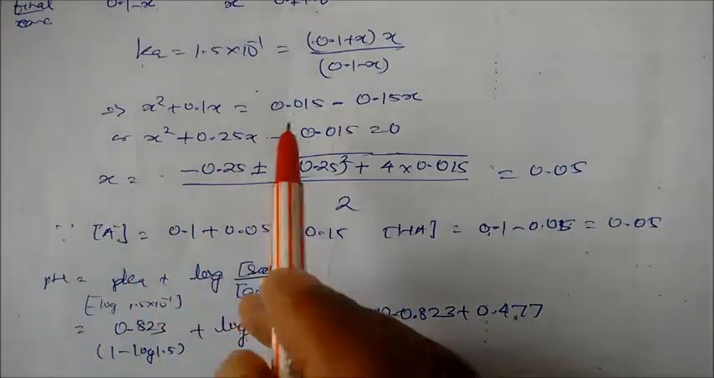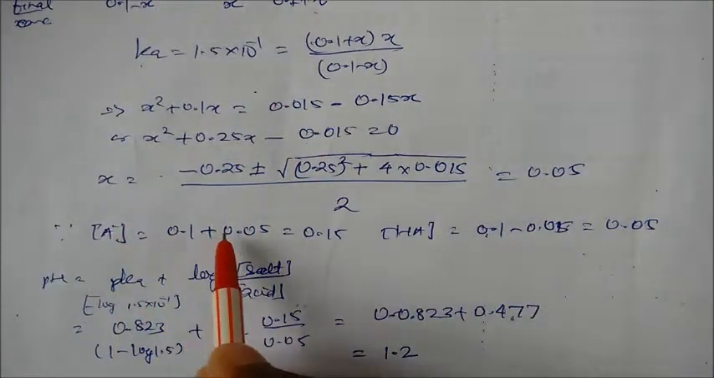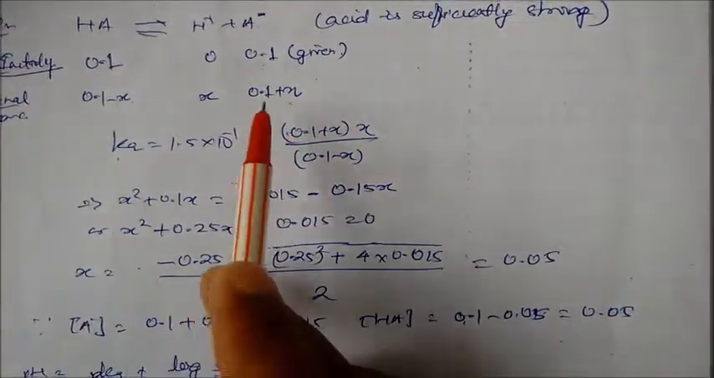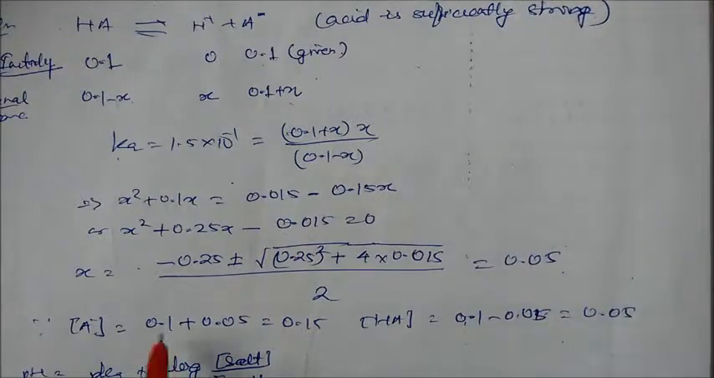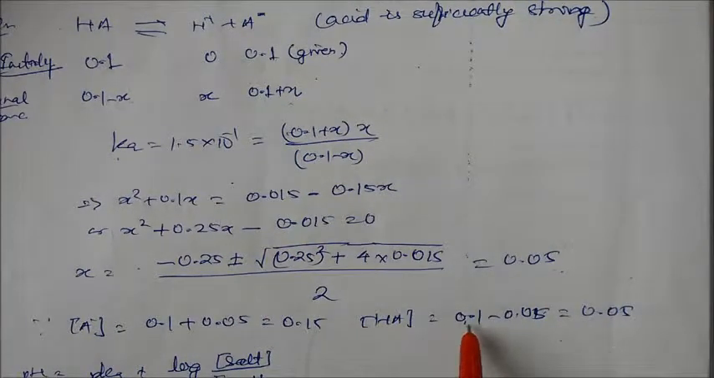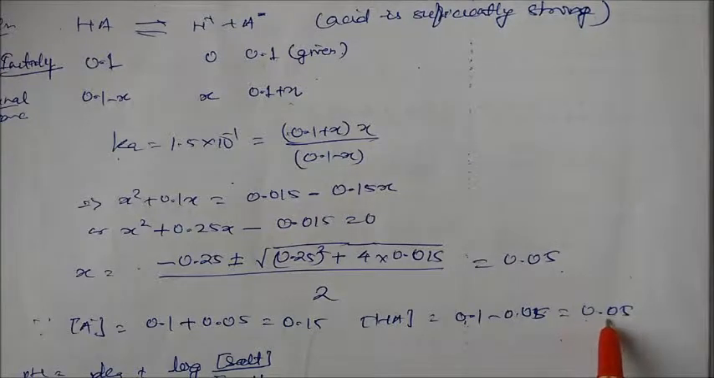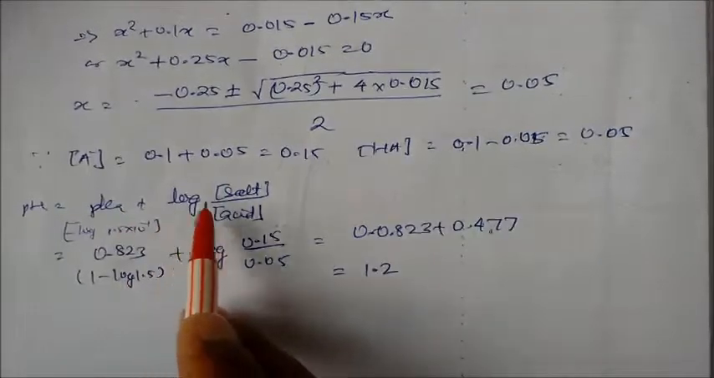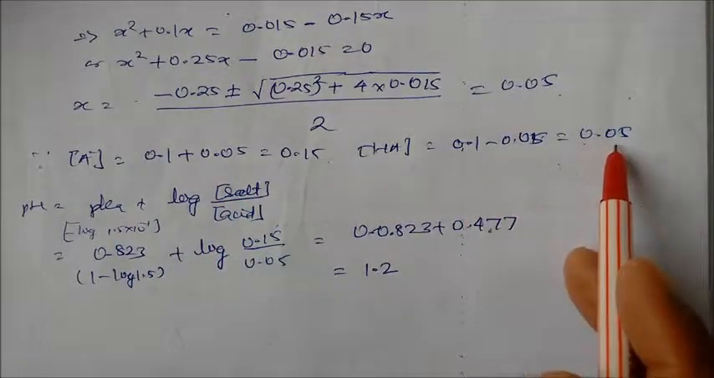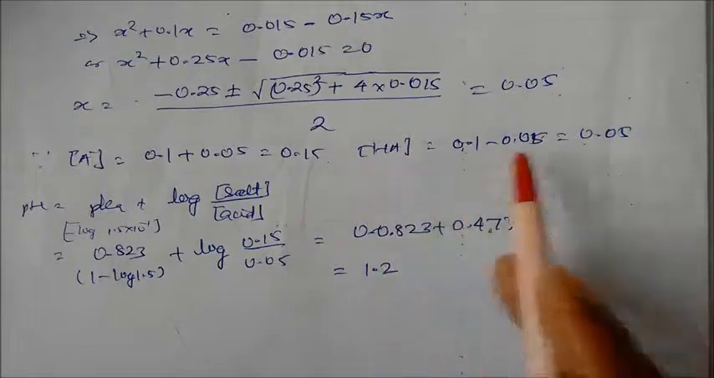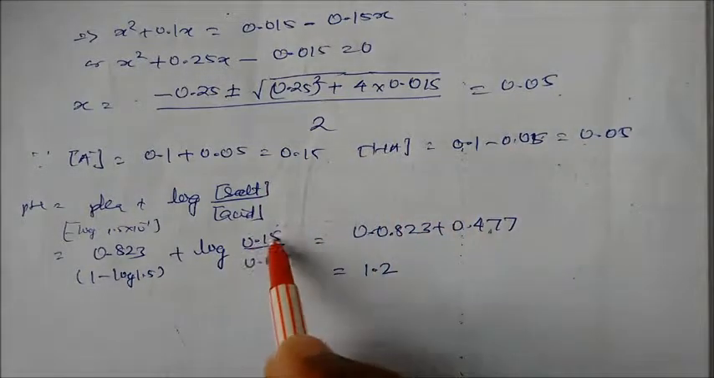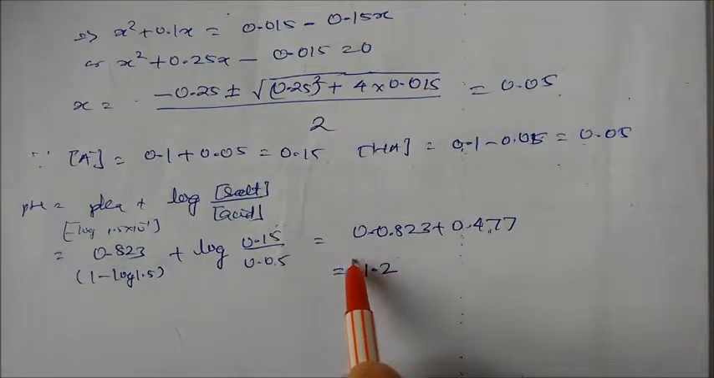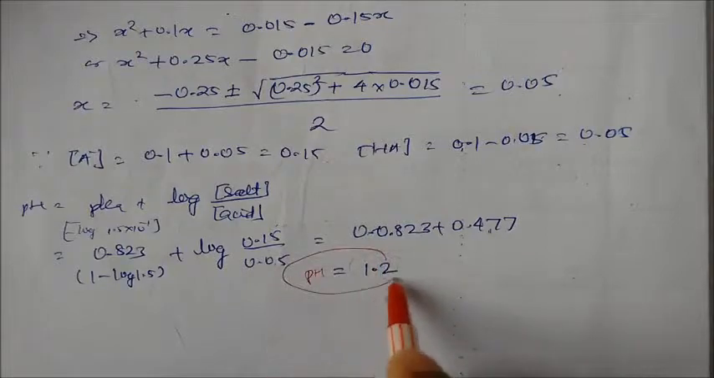Now what is the concentration of A minus? It is nothing but 0.1 plus X, and we know X is 0.05, so A minus will be 0.15. The concentration of HA will be 0.1 minus 0.05, which becomes 0.05. Now we can find the pH. pH equals pK plus log of salt by acid. This is the salt and this is the acid, so we can put in these values. K is given here as 1.5 into 10 to the power minus 1. On solving, you will get the answer. So pH is equal to 1.2. This is our answer.